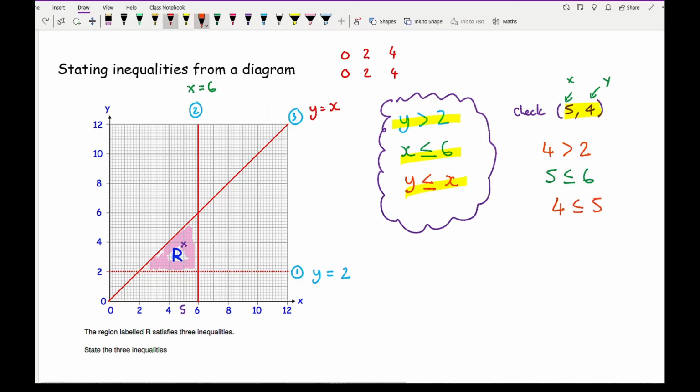Now all I'm going to do is go through these and check if it's true. So is 4 greater than 2? Yes. Is 5 less than or equal to 6? Well, yes, it's less. And is 4 less than or equal to 5? Yes. So that means this is correct. Now, if any of those were wrong, then one of my inequalities would be incorrect, and either I've got the sign the wrong way around or I've got the equation completely wrong.